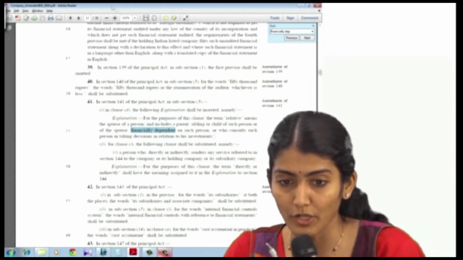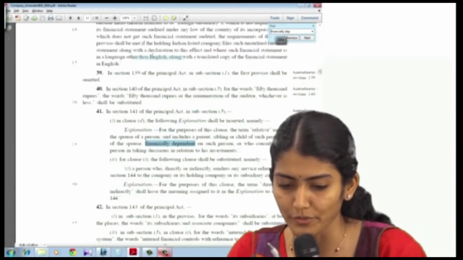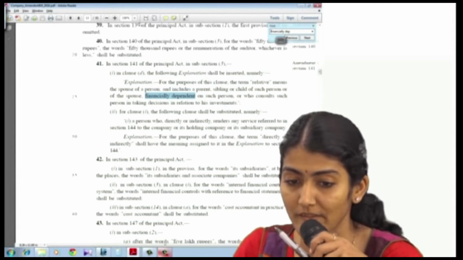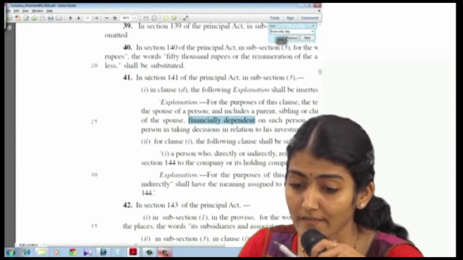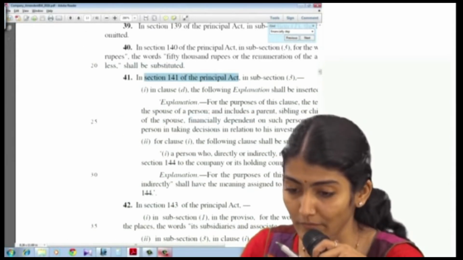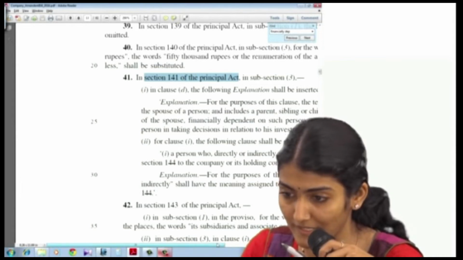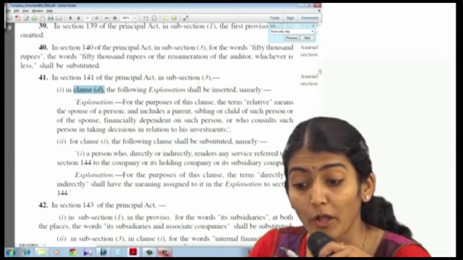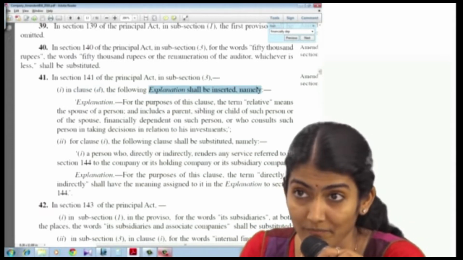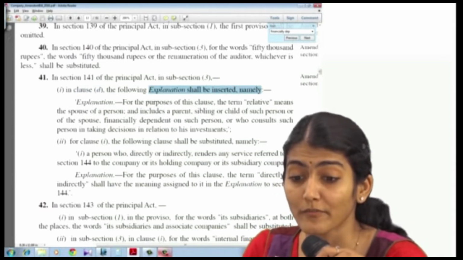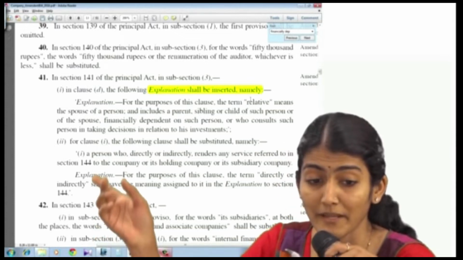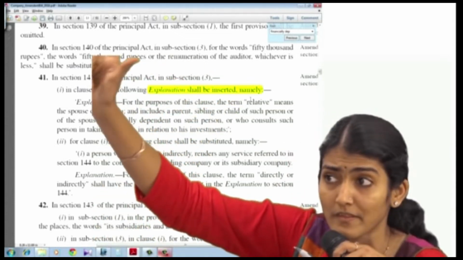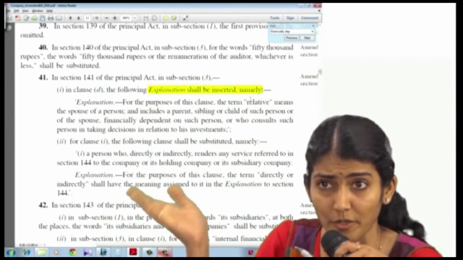Right, okay, I have incorporated this in the book, but I want to show you the original one. That is why I'm putting up this slide over here. Yes, what does it say? In section 141 of the Principal Act, that is the main act, in subsection 3, in clause D, the following explanation shall be inserted. And now, for the purpose of this clause, the term relative, what am I reading? The Companies Amendment Bill 2016, which has been incorporated into your books.